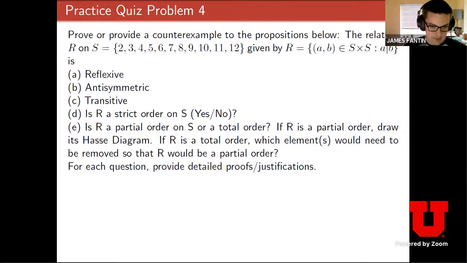Okay, so here on this problem, we're going to prove or provide a counterexample to the propositions below. So we've got this relation R on S that has all of the integers from 2 to 12. And R is the relation where (A, B) is in the cross product S cross S, where A divides B. And so then we need to decide if it's reflexive, antisymmetric, transitive, a strict order, a partial order, or a total order, and then draw some diagrams. So let's think about this for just a sec.